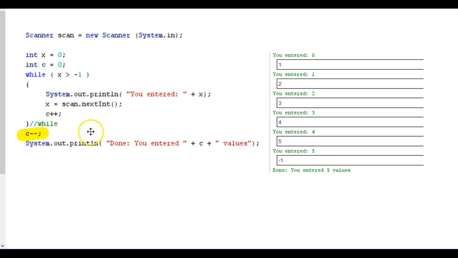So, in this loop, we're putting in a C minus minus at the end of the loop to fix it from counting one extra value. In the last loop, it counted all the way up to 6. We actually want to make sure it only counts up to 5. That's one way of fixing it. Another way to fix it is put the C++ in a different spot. Change where it increments. Another way to fix it is start C at -1.